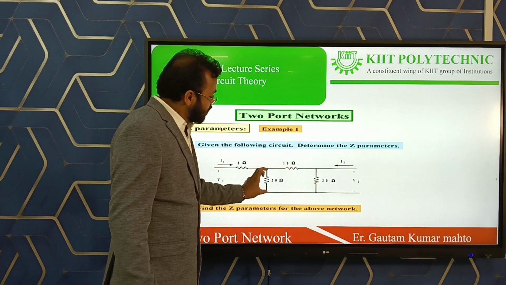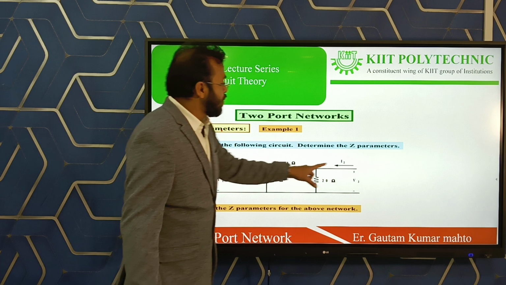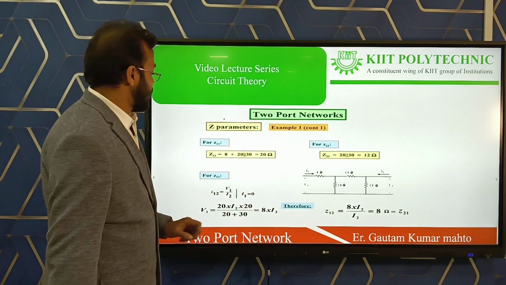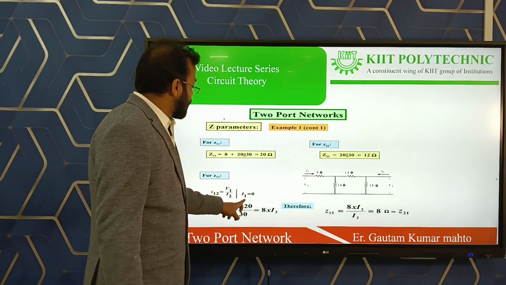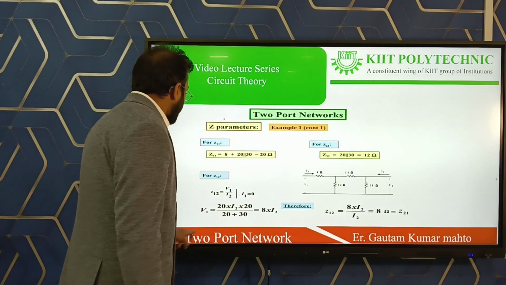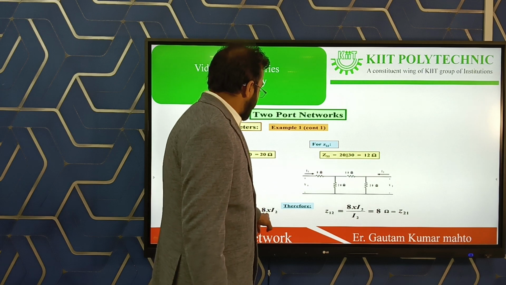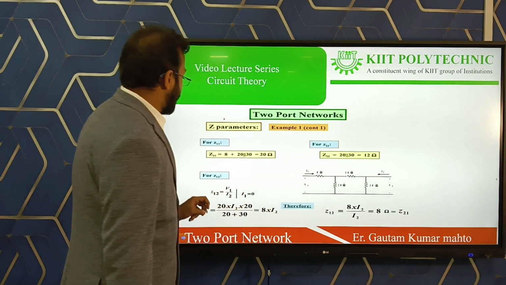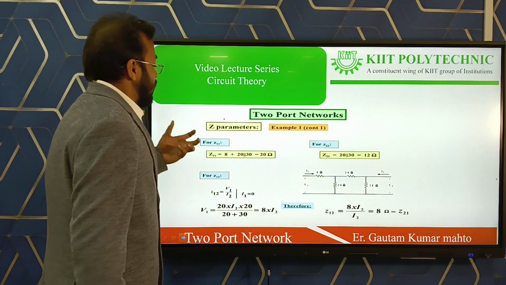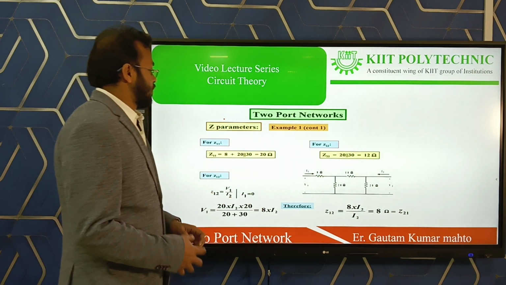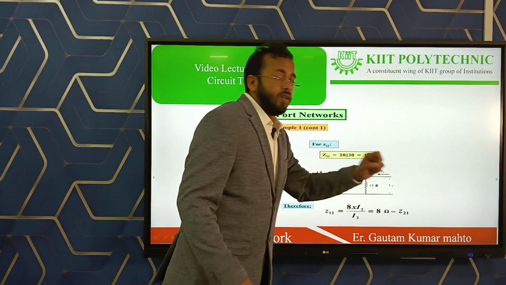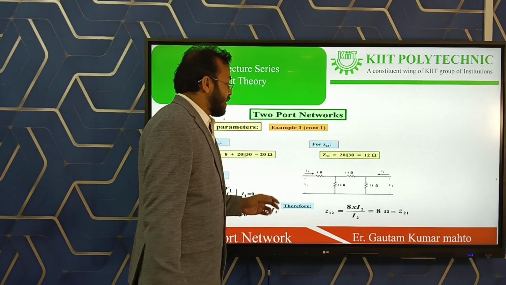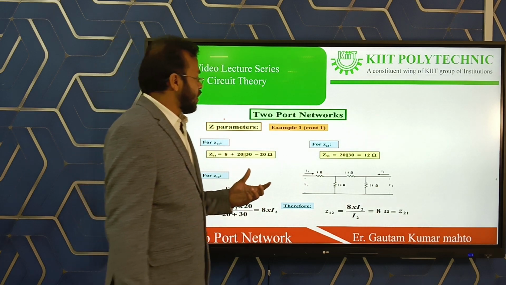The voltage across this 20 ohm resistor divided by I2 is equal to Z12. So the voltage we calculated, then multiplied by what? I2, and then I got 8 into I2 is the voltage of the input side, and when it is divided by I2, then we got 8. 8 ohm is the resistance of Z12, and that is the same as Z21 in this case.